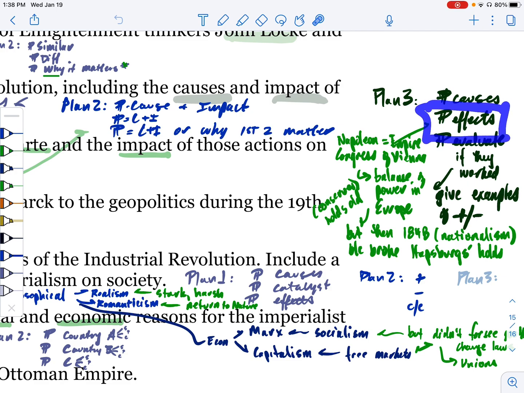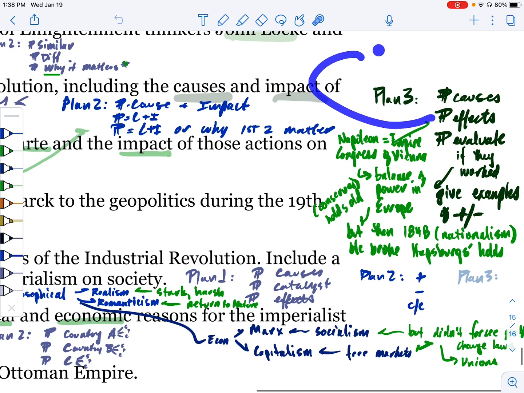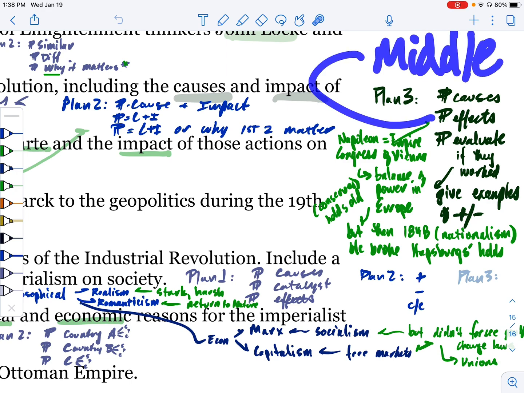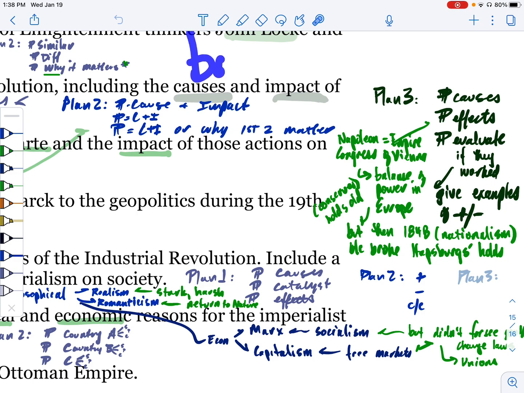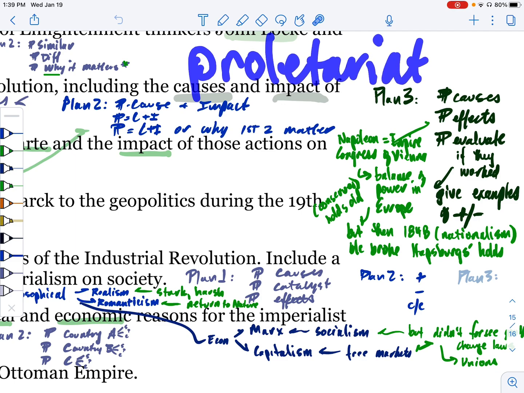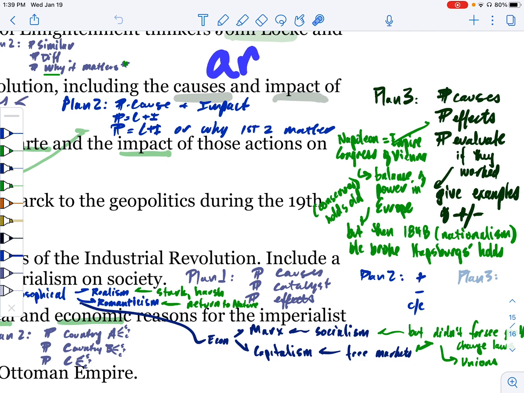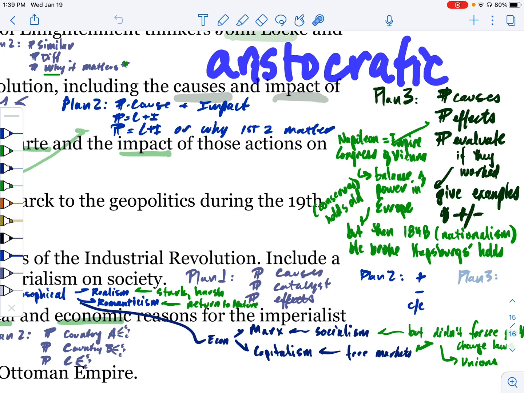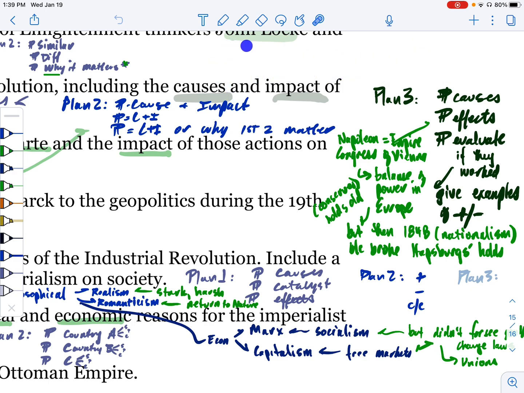What are some of the effects? How does the French Revolution play out? We talked about a middle class, right? Fancy word for the middle class, bourgeoisie. I'm surely spelling that wrong, right? So the bourgeoisie versus the working class, the proletariat, right? The getting rid of the old order of aristocratic rule, right? Which is a leftover feudalism.